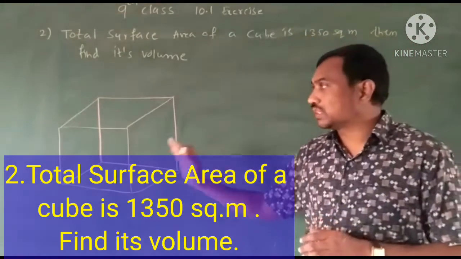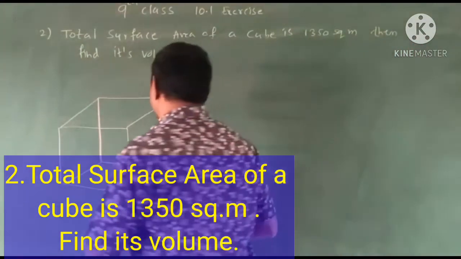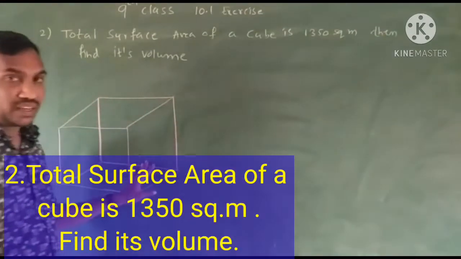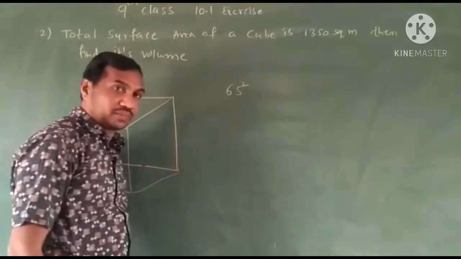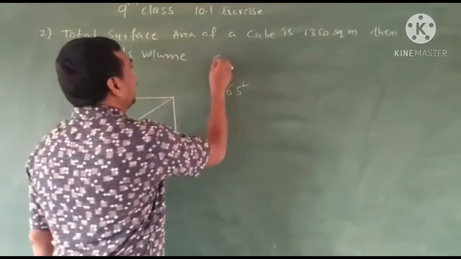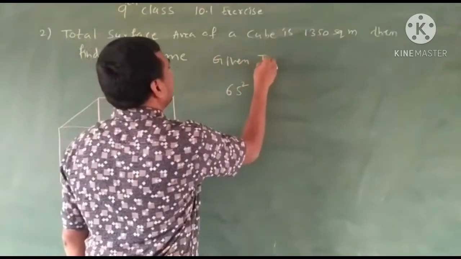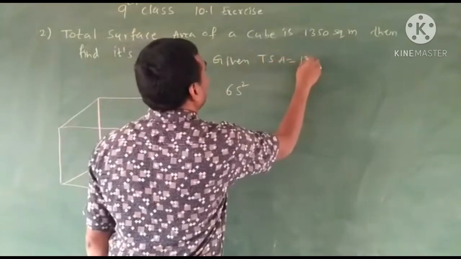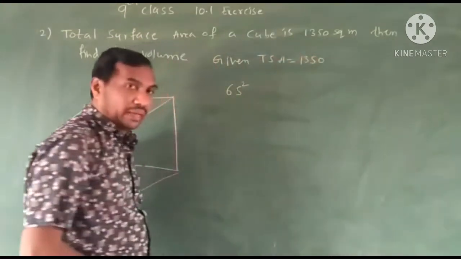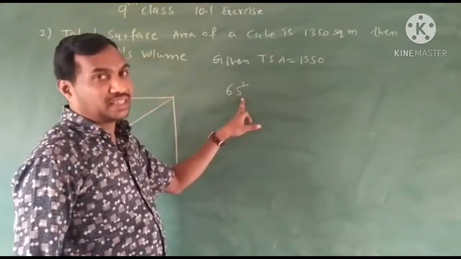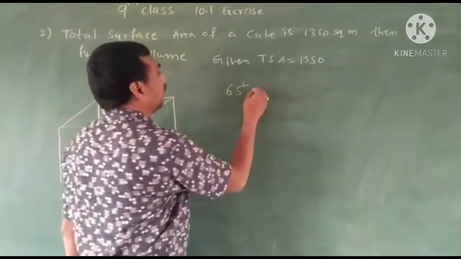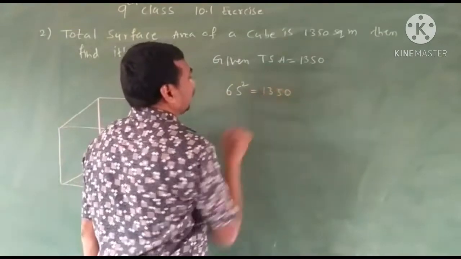Okay, so this is the cube. Suppose, what is the formula for the total surface area of a cube? We have 6s square, 6a square. That is given as TSA equal to 1350 square meters. I am just writing the number 1350. The formula for total surface area is 6s square, which is equal to 1350.